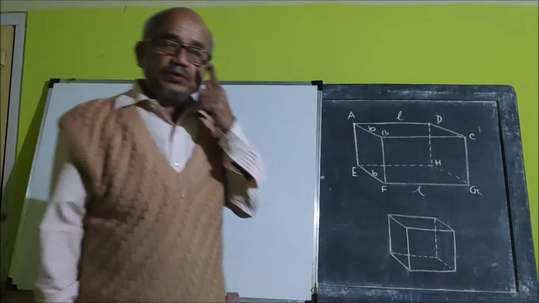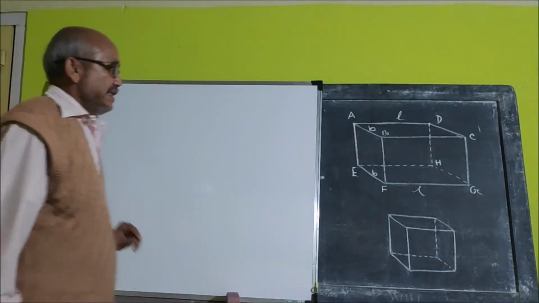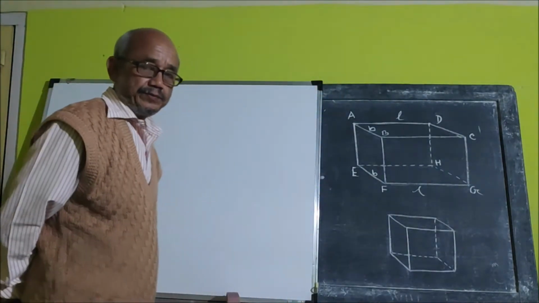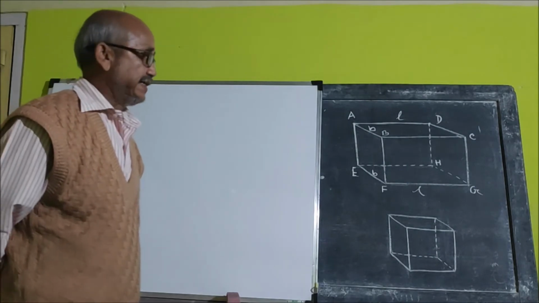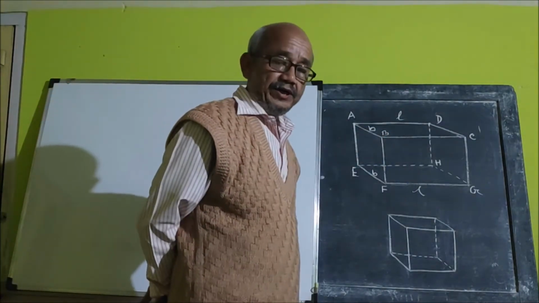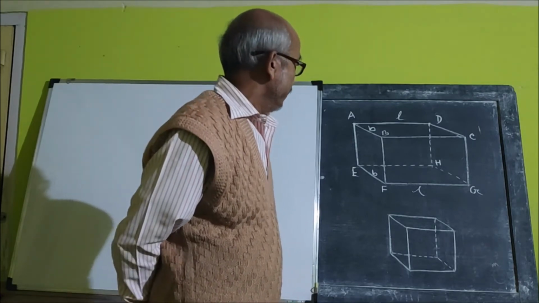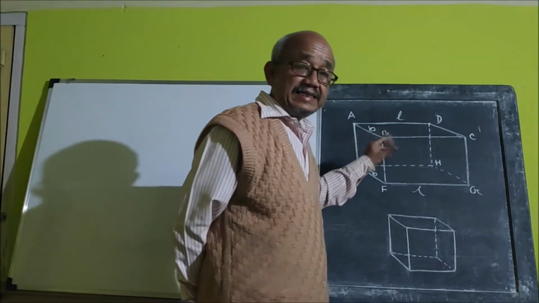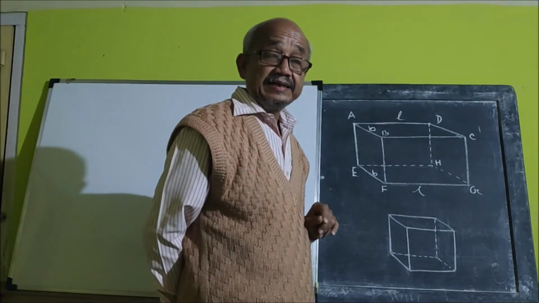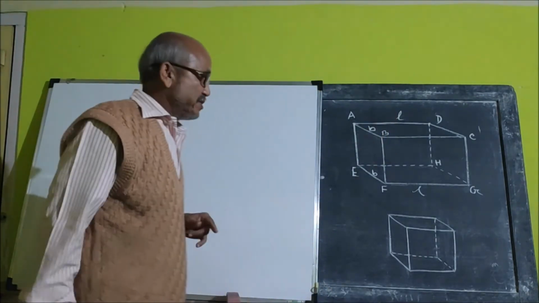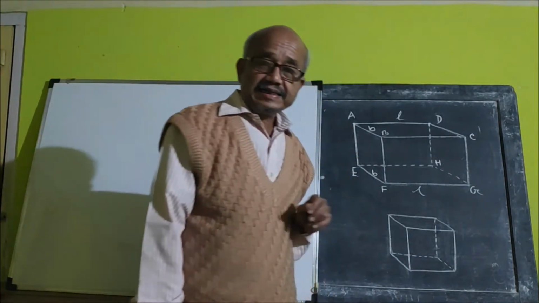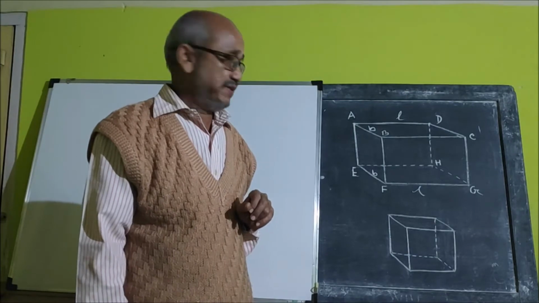Today I am going to discuss the area of a cuboid and a cube. This figure is called a cuboid. A cuboid is a three-dimensional figure. Three dimensions means the measurements of its parts: length, breadth, and height. It is called three-dimensional.